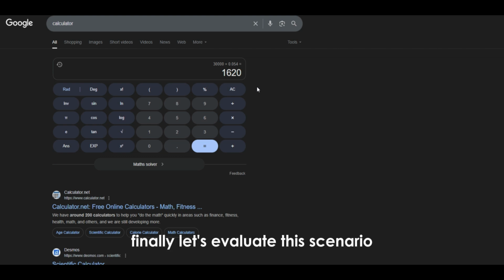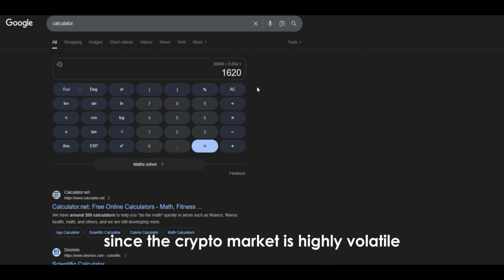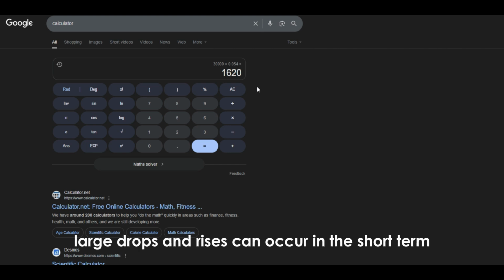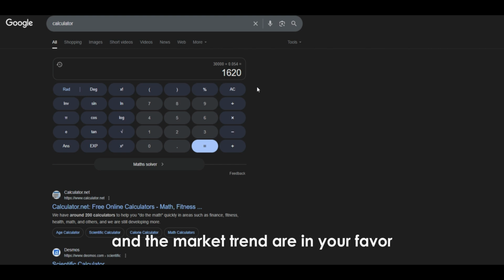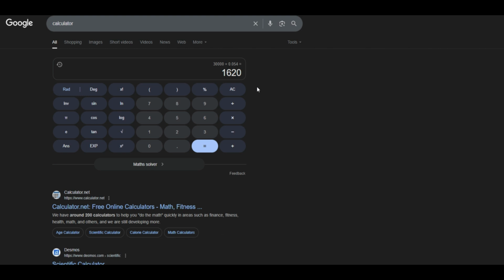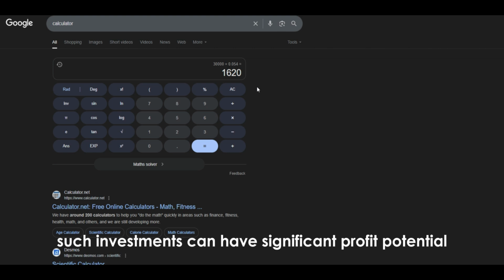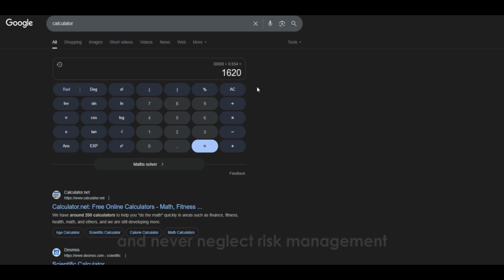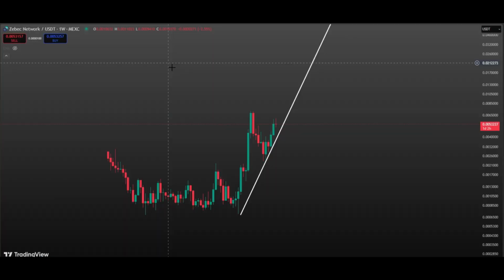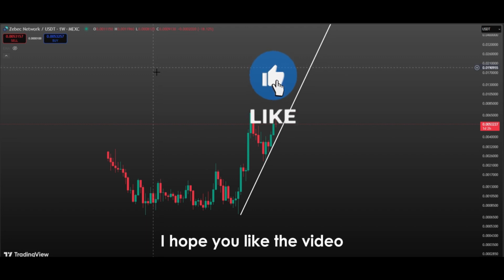Finally, let's evaluate this scenario from a long-term investment logic. Since the crypto market is highly volatile, large drops and rises can occur in the short term. However, if strong formations in technical analysis and the market trend are in your favor, such investments can have significant profit potential. The important thing here is to act according to a plan, not get carried away by emotions, and never neglect risk management.